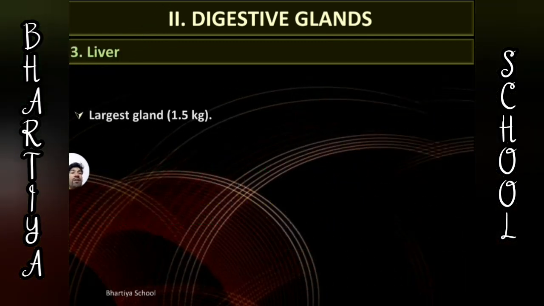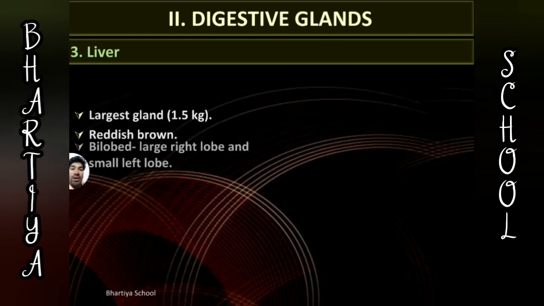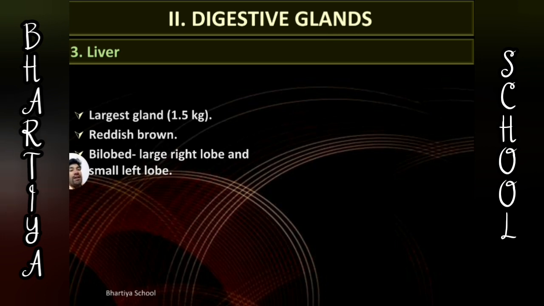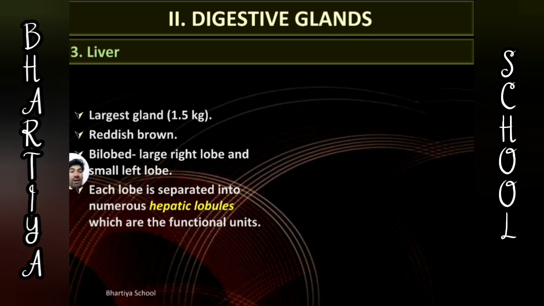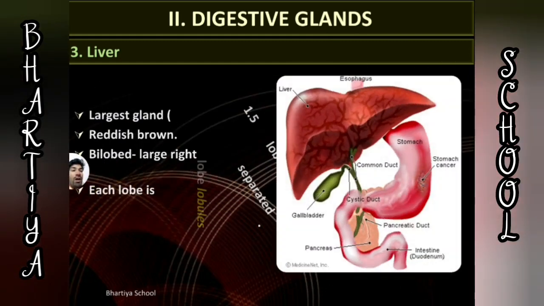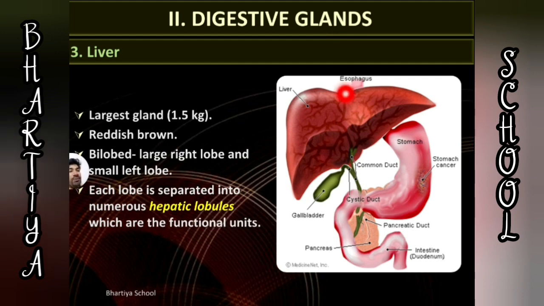Our third gland is the liver. It is the largest gland in the human body. Its weight is about 1.5 kg. It is reddish brown in color. It is bilobed and its right lobe is larger than the left lobe. Each lobe is divided into numerous hepatic lobules, which are the functional unit of the liver. In this section, we can see our liver, the largest gland of our body, and it is bilobed, and here we can see its left lobe, which is smaller as compared to its right lobe.